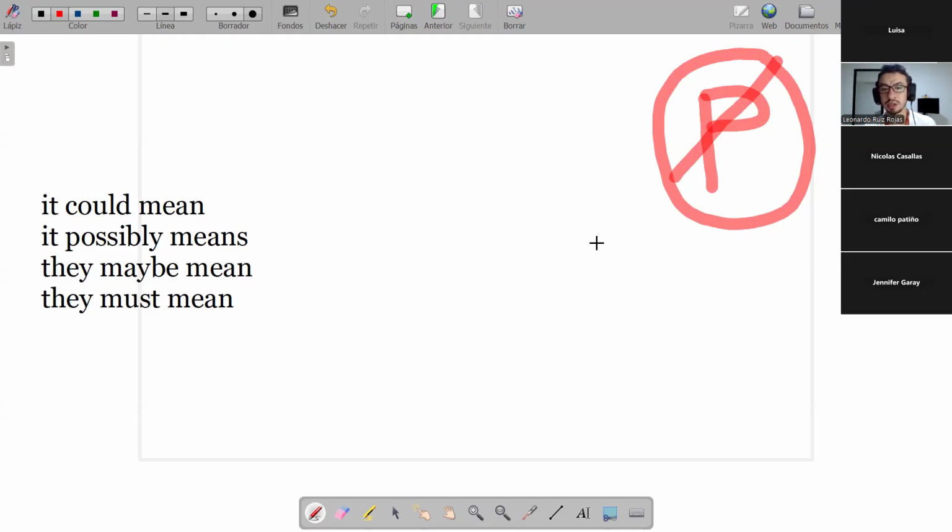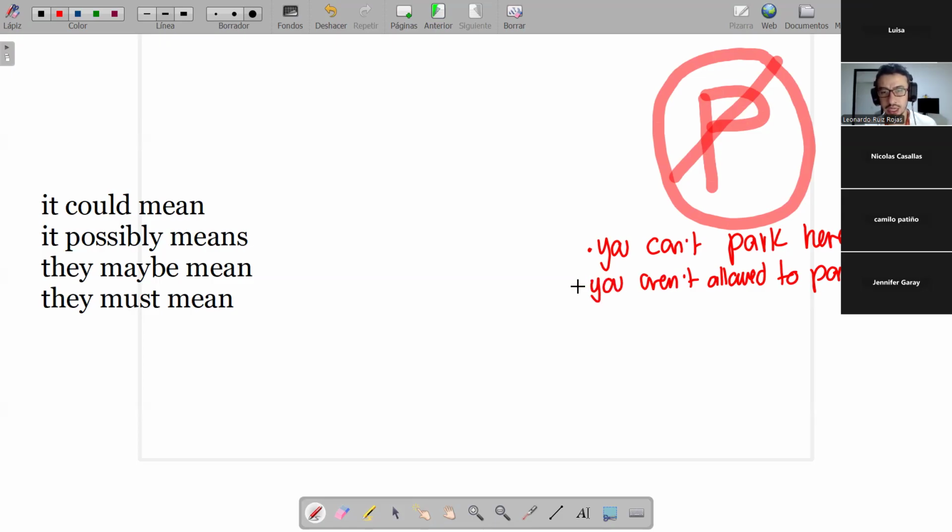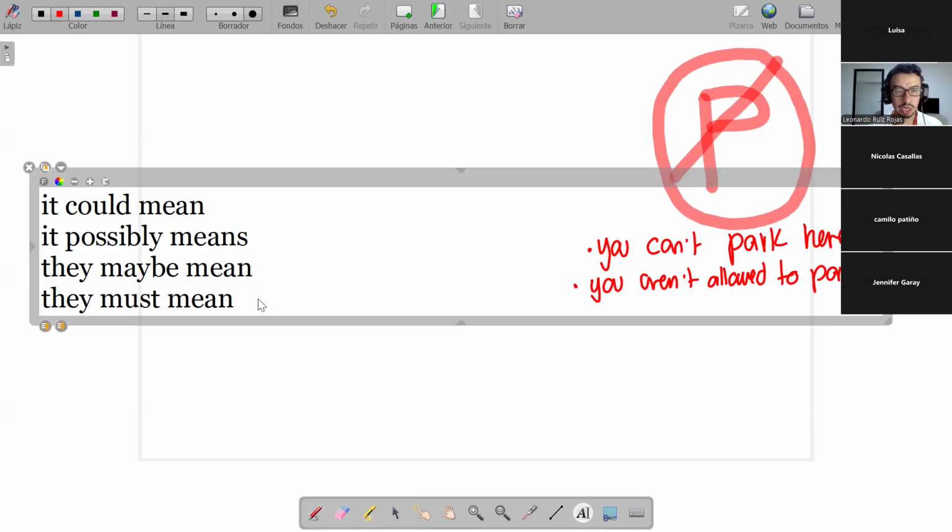Es una prohibición. You can't park here. No puedes parquear acá. O you aren't allowed to park here. Yes, no tienes permiso de parquear acá, right? Pero como estamos seguros, I can put it together. La puedo poner, juntar, mezclar junto con las expresiones de acá.